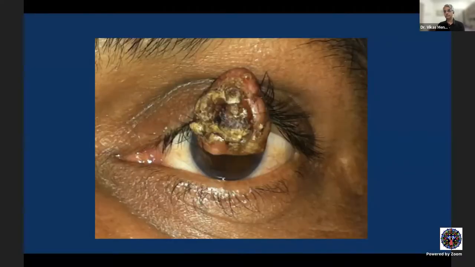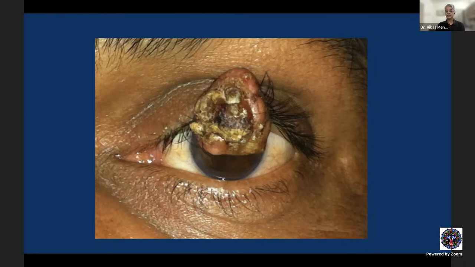Another patient presenting with a mass on the upper eyelid, a well-defined mass, yellowish in color, lying there for a few months. The patient didn't bother about it, but it is growing in size. You see the eyelashes are gone over that area, and it's a well-defined mass over there. It could be something malignant.